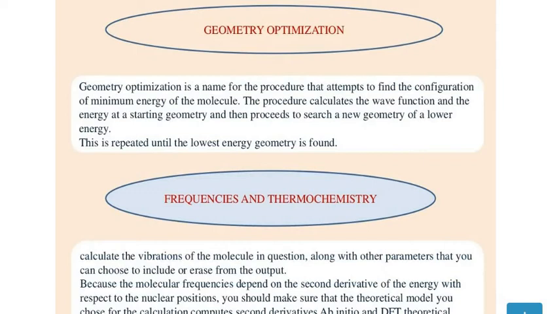Now, my friend, frequency and thermochemistry. This calculates the vibrations of the molecule in question along with other parameters that you can choose to include or erase from the output. Because the molecular frequency depends on the second derivative of energy with respect to the molecular nuclear position, you should make sure that the theoretical models you choose for the calculations compute second derivatives, ab initio and DFT theoretical models, and best compare the result with the experimental value.